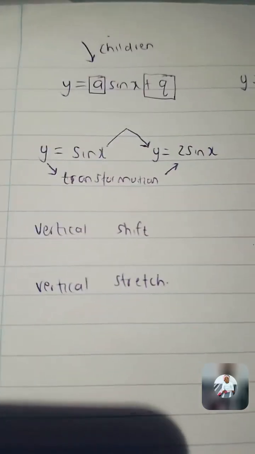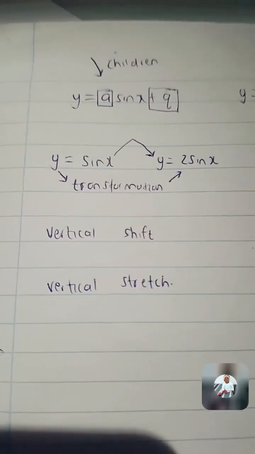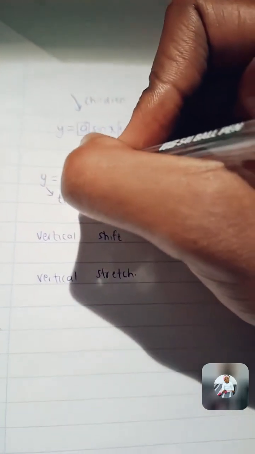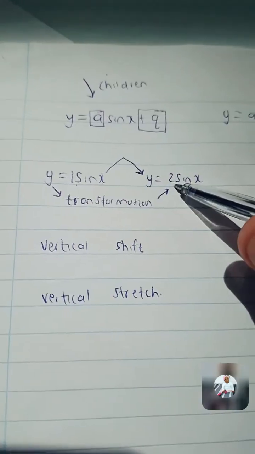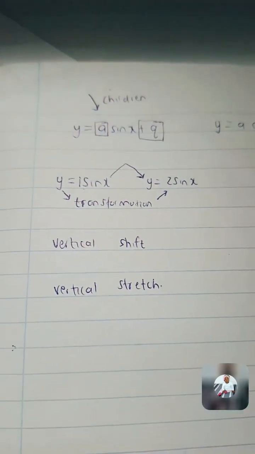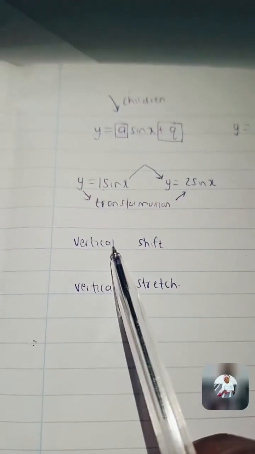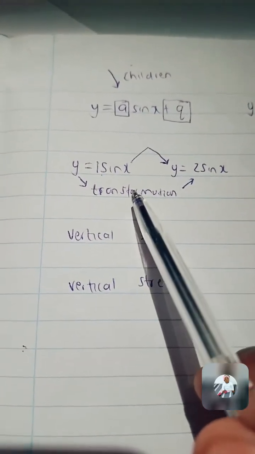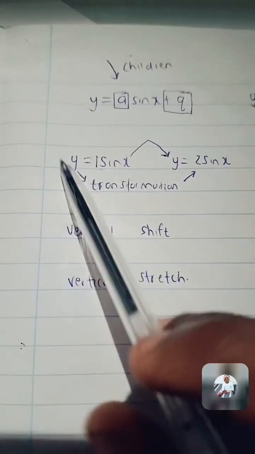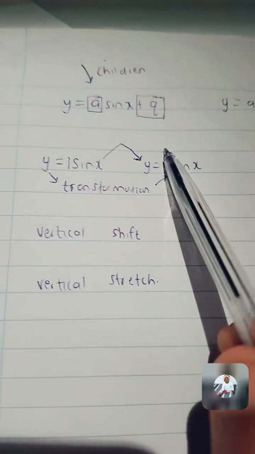Which maths is this? It's high school maths, grade 10 specific, but also relevant for grades 11 and 12 because it's the basics. It's the foundation. So if we are looking at 1, the coefficient of the mother, and 2, the coefficient of the daughter, what we want to understand is what transformation occurred with the mother so that we could attain the daughter. So we are looking at two concepts here, vertical shift and vertical stretch.